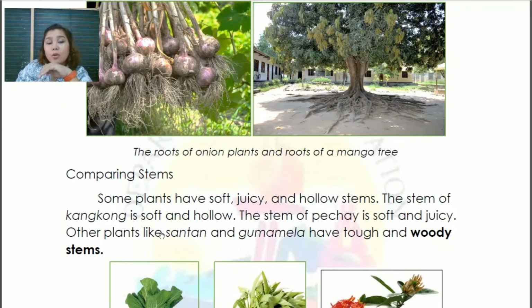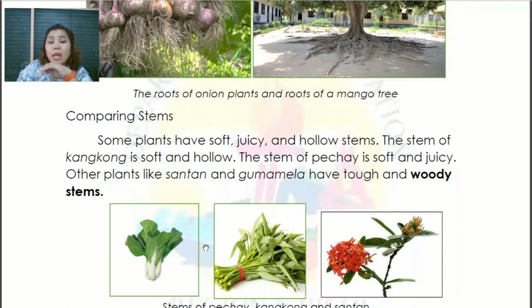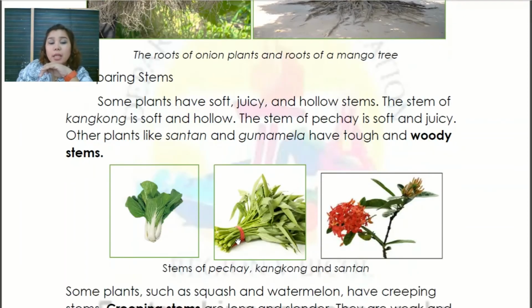The stem of kangkong is soft and hollow. So, kung nakatikim na kayo ng kangkong, medyo may crunchy, juicy, kasi hollow siya. The stem of pechay is soft and juicy. Other plants like santan and gumamela have tough and woody stems. So kaya ito, the pechay and kangkong can be eaten kasi soft ang stems. But with santan, makunat siya, hindi niya siya easily cut.